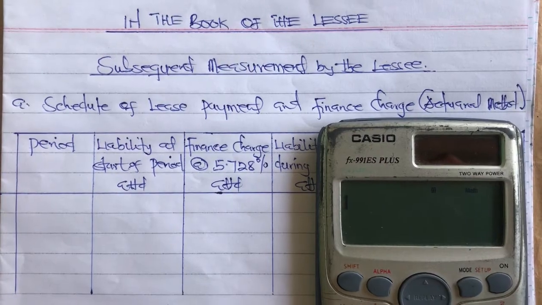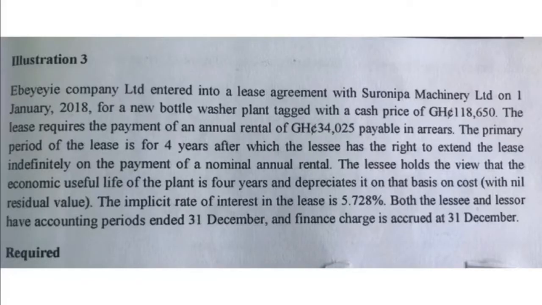So let's go through the question together. A Bay Company Limited entered into a lease agreement with Sronipa Machinery Limited on 1st January 2018 for a new bottle washer plant tagged with a cash price of 118,650 Ghana cedis. The lease requires the payment of an annual rental of 34,025 Ghana cedis payable in arrears. The primary period of the lease is for 4 years, after which the lessee has the right to extend the lease indefinitely on the payment of a nominal annual rental.